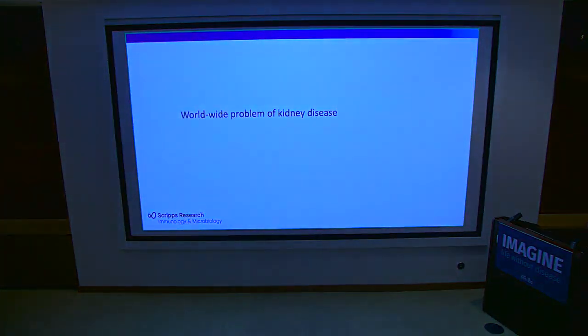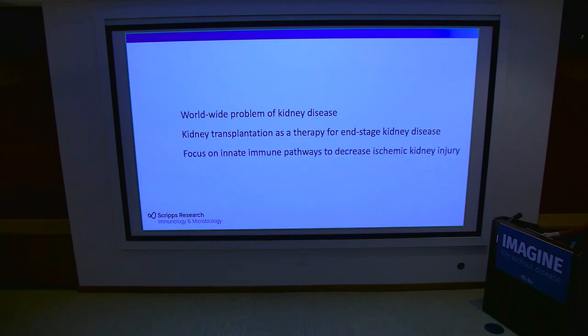Okay. So kidney disease is a worldwide problem. It's a huge problem, which I think a lot of people don't appreciate. And I'm gonna show you a few background slides to show you that. I'm gonna show you also, talk to you a little bit about the importance of kidney transplant and why we think it's an important area to target. And then the bulk of the talk will focus on the innate immune pathways that we think are probably relevant to target.